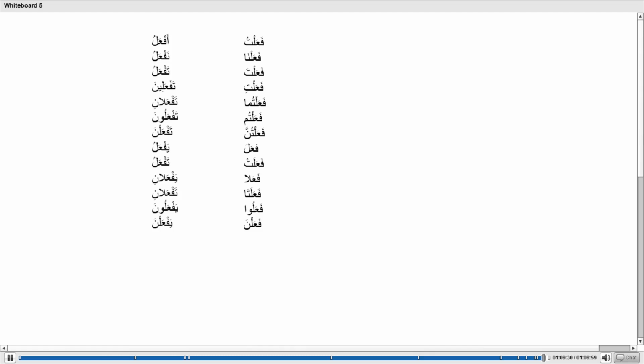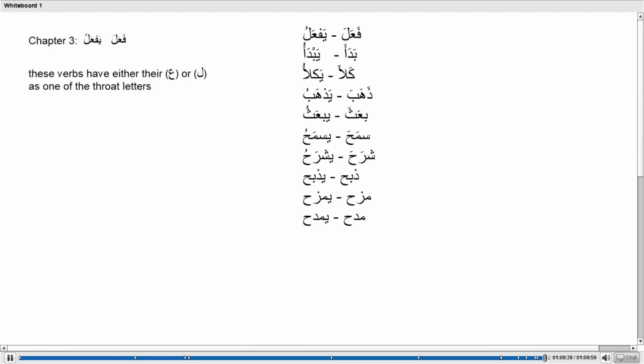Standing alif is written like so. This one here, فَعَلْنَا, that's the standing alif. And the sitting alif, now this is the standing. Let me just try to write it quick. This is the standing alif and this is the sitting alif.